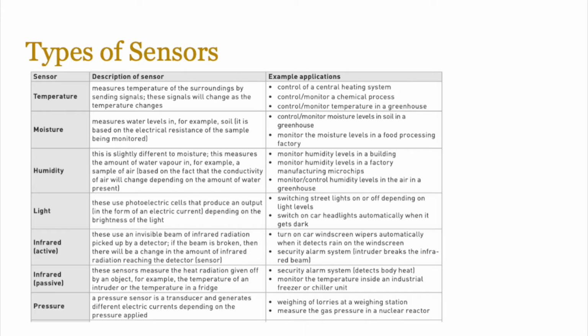So you look at the conductivity of air here, and this is used to monitor humidity levels in a building or a factory, maybe even manufacturing of microchips, and even controlling humidity levels in the air in a greenhouse. A light sensor uses photoelectric cells that produce an output, and again, this depends on the brightness level. So it detects the brightness level and based on that, it produces an output.